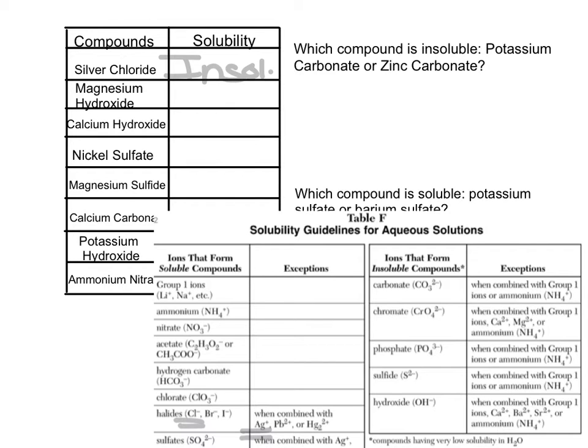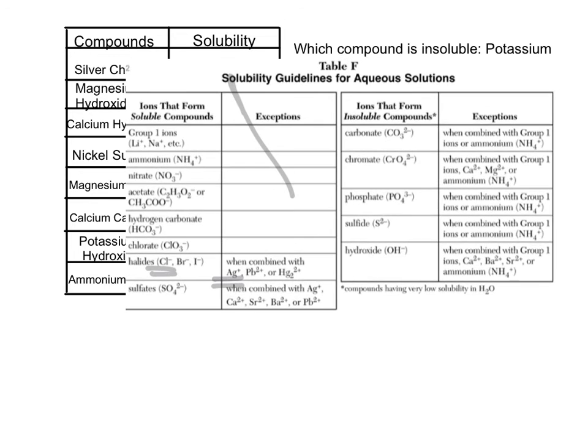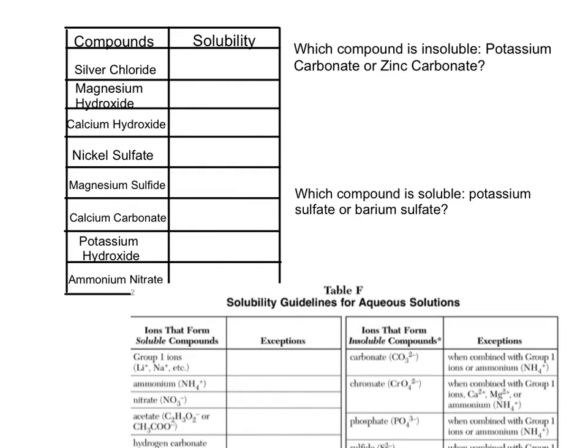Now, magnesium hydroxide. If we go to hydroxide, you see that group 1, calcium, barium, strontium, is on the list, but magnesium is not on the list, because magnesium is group 2, not group 1. So that means it's insoluble with everything unless it's in the exceptions, and it's not in the exceptions. Thus, as a result, magnesium hydroxide is insoluble as well. Now the next thing we're going to take a look at is calcium hydroxide. And so for calcium hydroxide, we go back to the hydroxides.